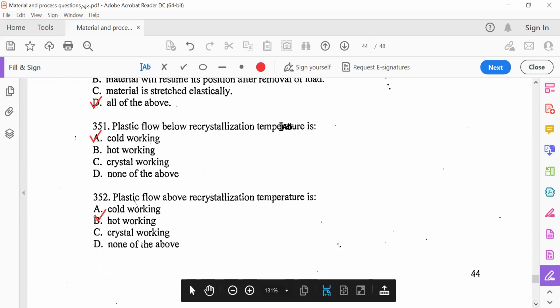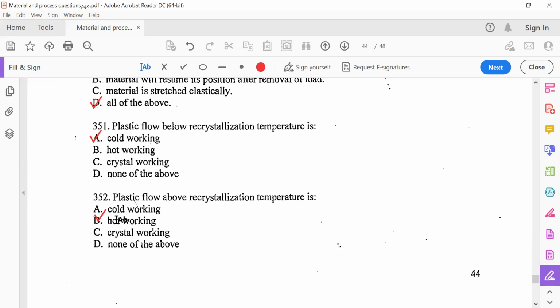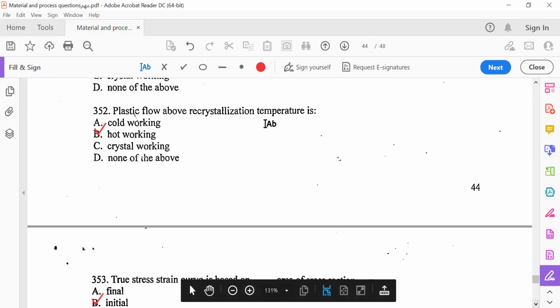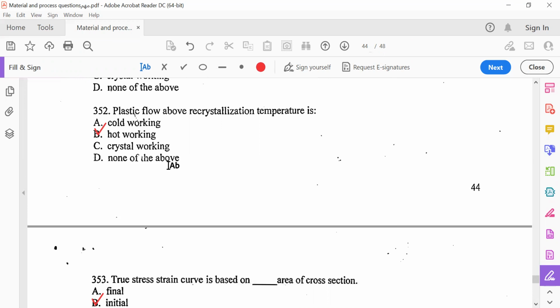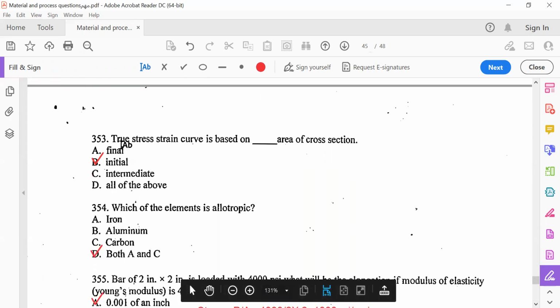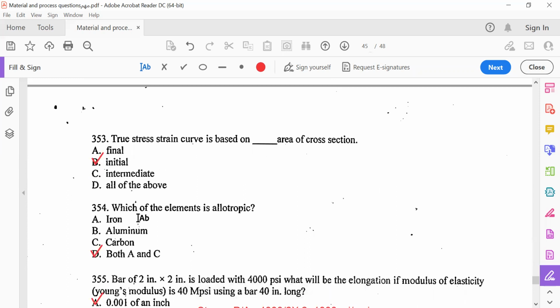Plastic flow below recrystallization temperature is cold work. Plastic flow above recrystallization temperature is hot work. Recrystallization, AC3, below and above. To pure austenite, hot work. Below, maybe pearlite, maybe cementite, ferrite and pearlite. True stress strain curves are based on initial area of cross section.